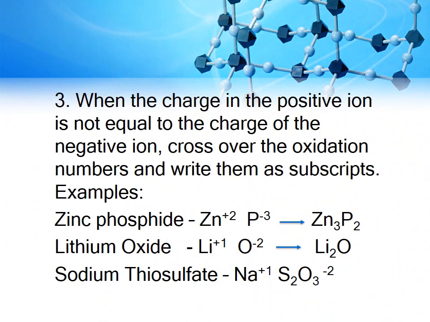Another rule in writing chemical formula is when the charge in the positive ion is not equal to the charge of the negative ion, cross over the oxidation numbers and write them as subscripts.